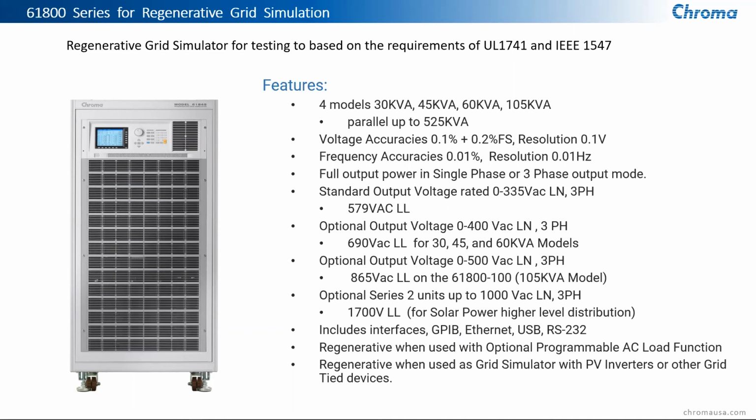It includes GPIB, Ethernet, USB, and RS-232. It has all of the different interfaces for controlling it, as well as analog inputs for when you want to use it for operations such as hardware control. The unit is regenerative when it's sinking power. It also has the ability to be regenerative when it's operating as a programmable AC load, which is an option that we have.